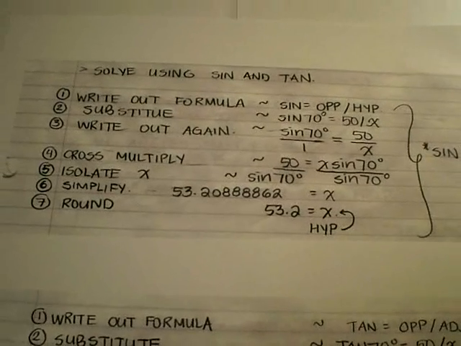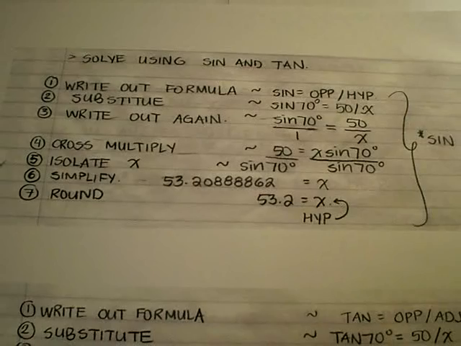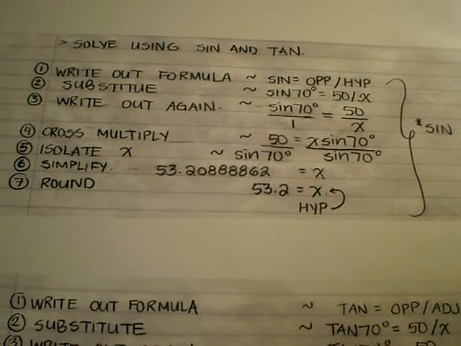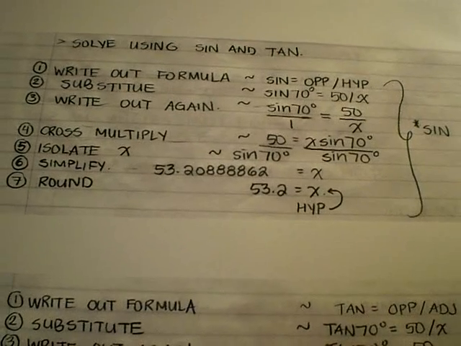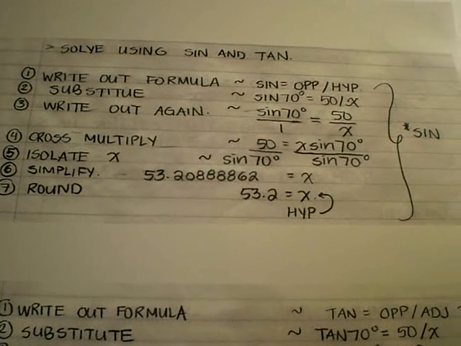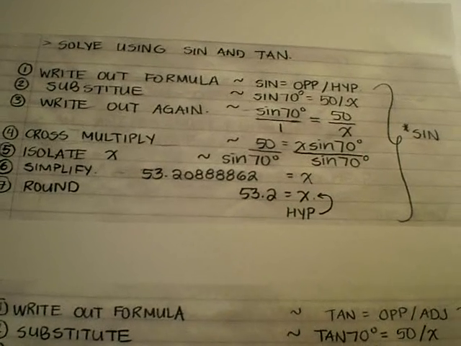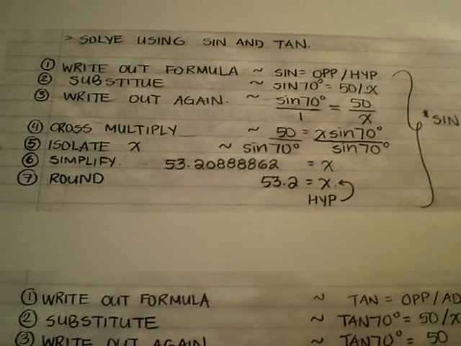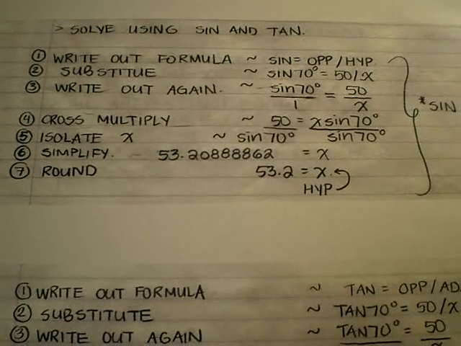After you have finished writing out the formula, you must substitute the values in the given formula. As you can see, for sin, I used sin of 70 degrees because the angle we were using was 70 degrees. I also substituted the opposite value, which was 50. For hypotenuse, there was no value, so you can put an X to represent that is what you want to figure out, the hypotenuse.